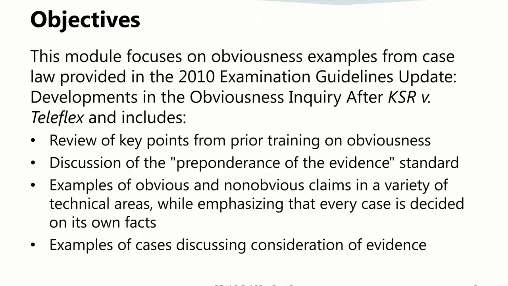Specifically, this module will review key points from prior training on obviousness, discuss obviousness as it relates to preponderance of evidence, and provide examples of obvious and non-obvious claims across different technical areas, bearing in mind that each case is decided on its own facts. Finally, we will look at examples of cases discussing consideration of evidence. All examples are included from the 2010 Examination Guidelines Update.